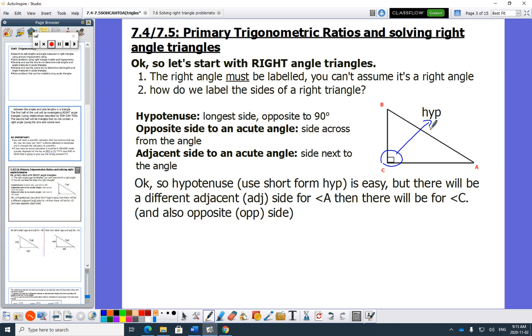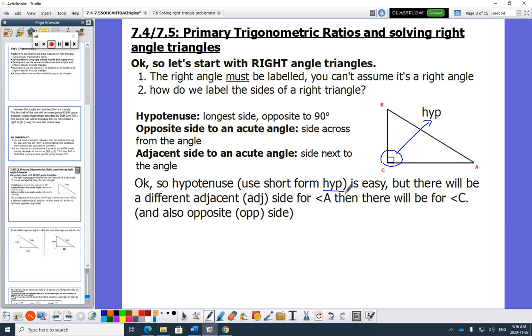And triangles can be drawn different ways, right? So it doesn't have to be like this side and this side here and the hypotenuse like this. You could draw it flipped. You could draw it upside down with the hypotenuse at the bottom. It's the longest side in the triangle or the side opposite the 90-degree. So the hypotenuse is easy to label. We're going to use the short form hyp.